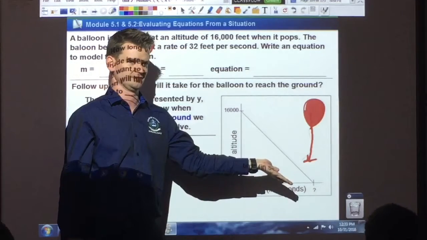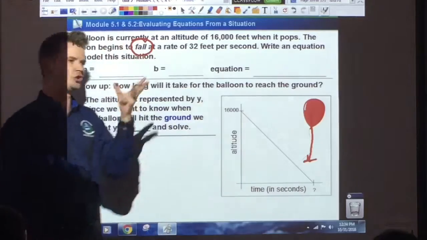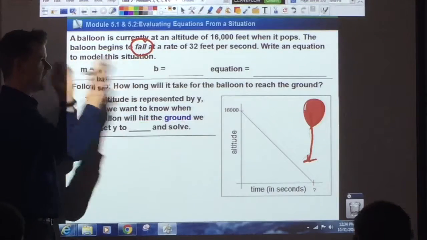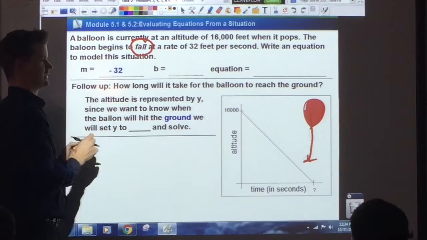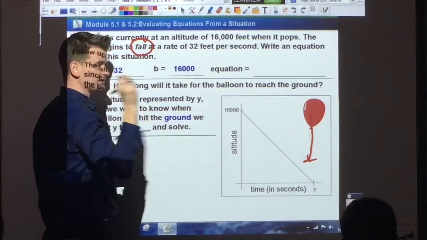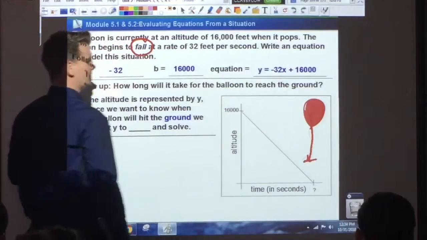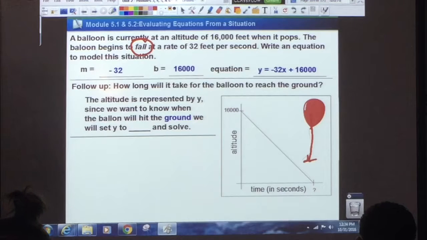Nobody looks at the graph? No. Oh, you see? Visual clues! Falls! Graph's going down! Slope is negative 32. Y-intercept, yes, it starts at 16,000. My equation is y equals negative 32x plus 16,000.